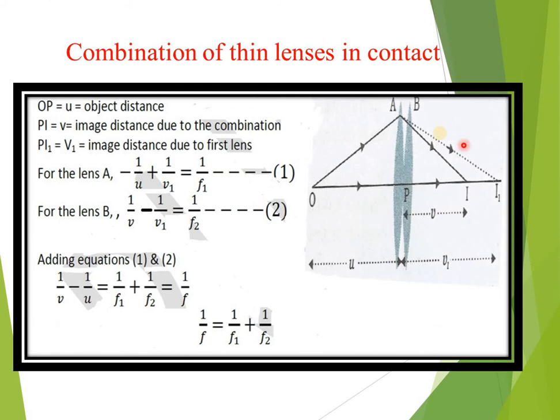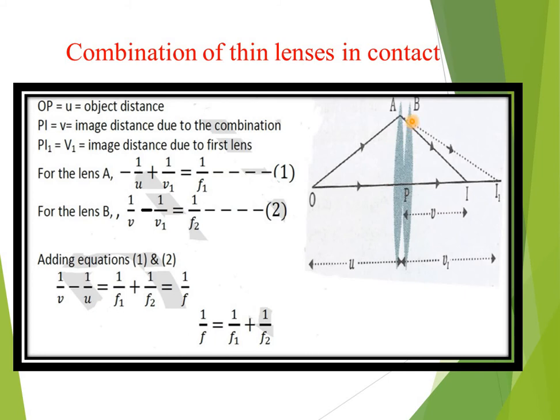So this is the first lens A and this is the second lens B. A point object is kept at a distance u. If the second lens is not there, it will form an image at I1 at a distance v1. But since the second lens also exists, it will further converge and the image will form at I at a distance v.